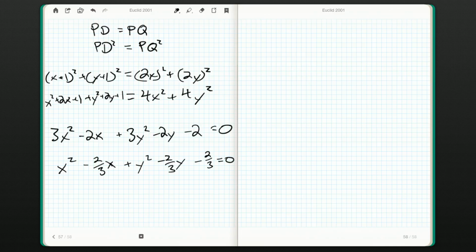Okay, so when I have something like this, so I got x squared minus 2/3 x plus y squared minus 2/3 y minus 2/3, I have two options, usually on a contest. One, I can treat it as a quadratic in x, and then all the y's become a constant. So we have x squared minus 2/3 x plus, and then I have a constant term of y squared minus 2/3 y minus 2/3 is equal to 0. And then I could probably use the quadratic formula and get x in terms of y. So that wouldn't be bad.